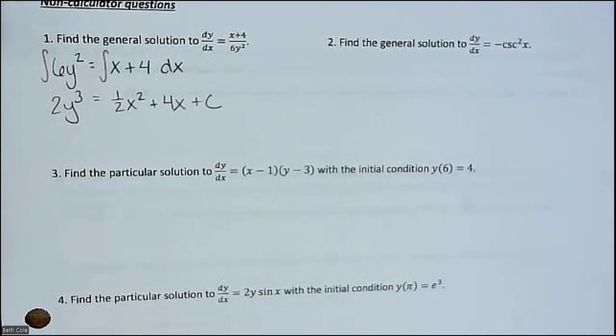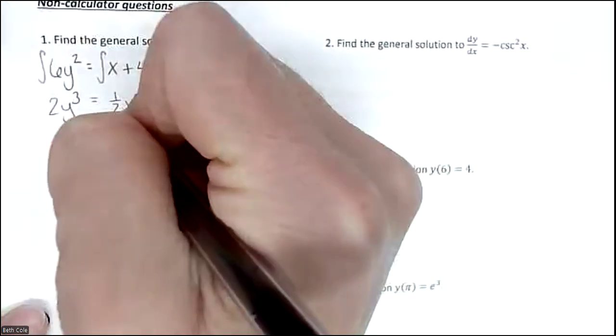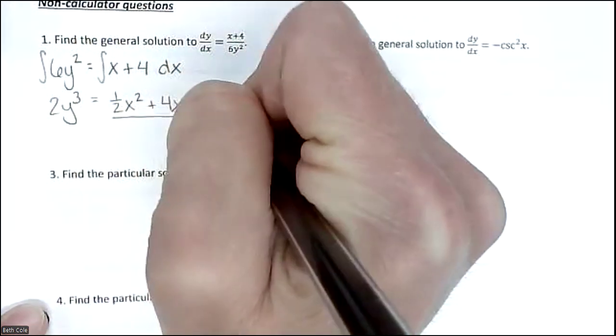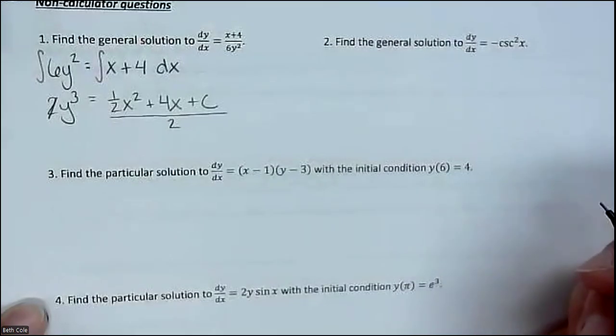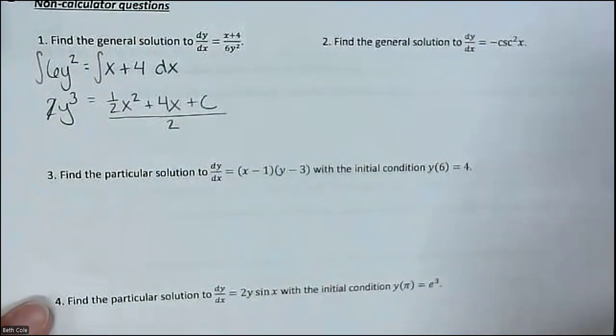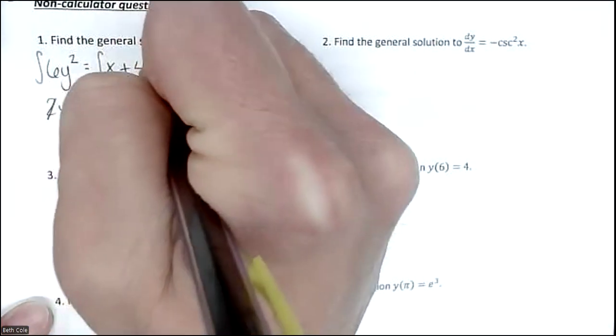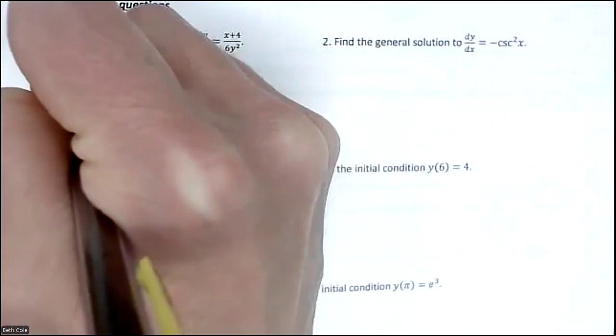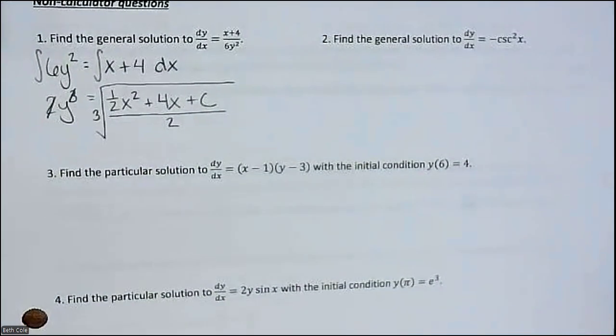All right, so we're just going to solve it for y. What would you do to both sides? Yep, divide by 2. Did you guys say that back there? So divide by 2, and then cube root. I'm not going to recopy it because I don't feel like it. I'm going to just do that.